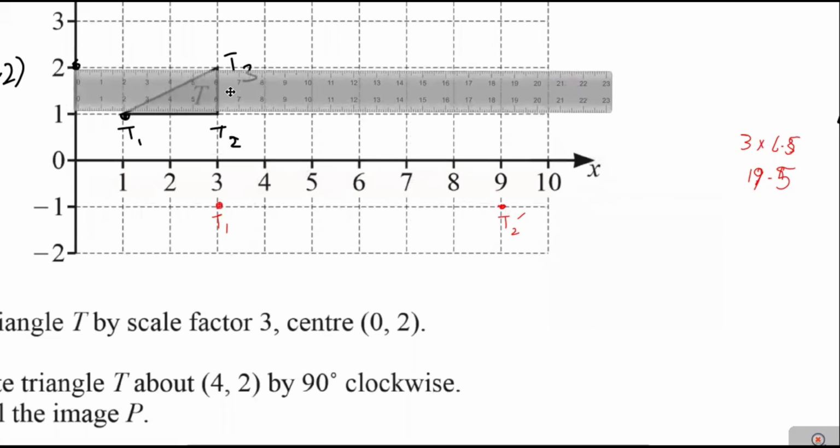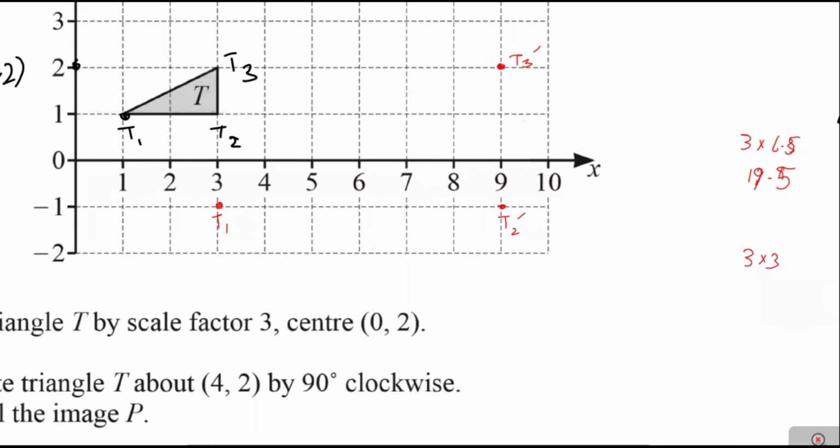Now the next point is T3 dash. Now you can see here from E to T3 is 1, 2, 3 units. Now 3 multiplied by 3 is 9 units. The 3, 4, 5, 6, 7, 8, 9, this is the point, and that is the T3 dash point.